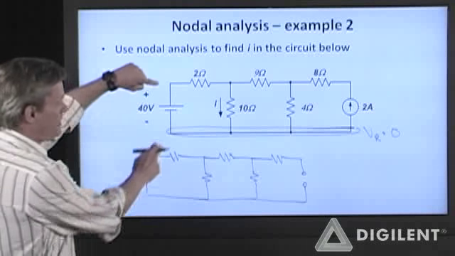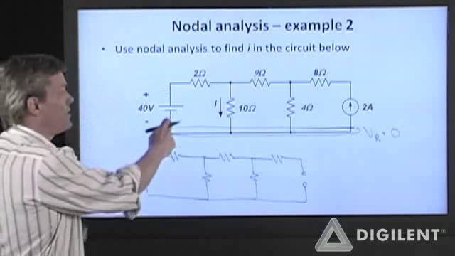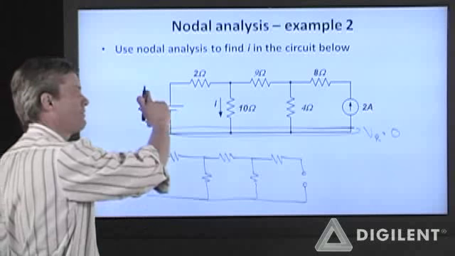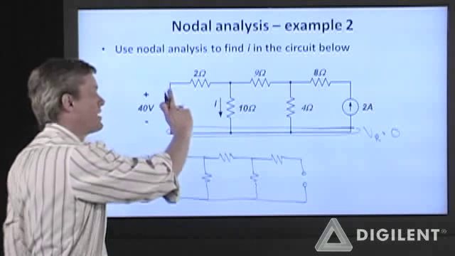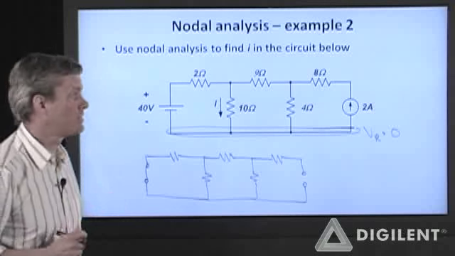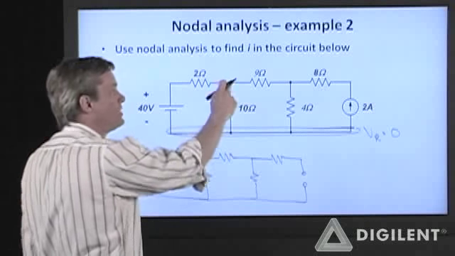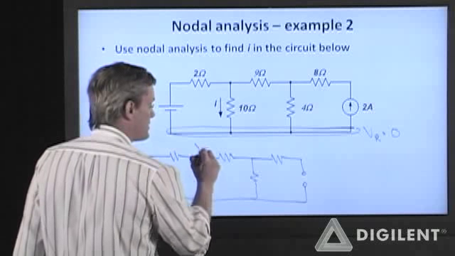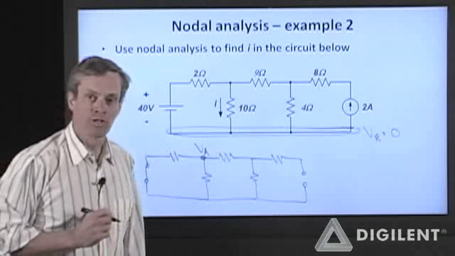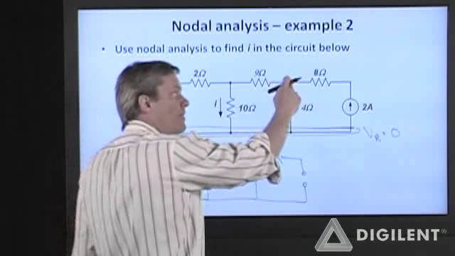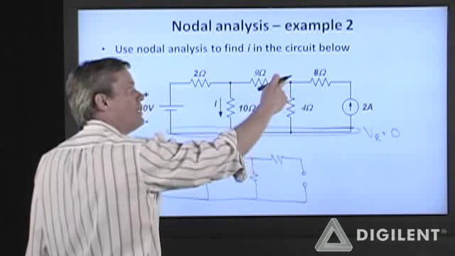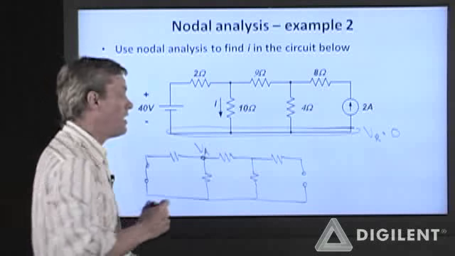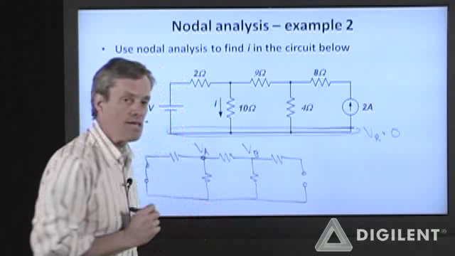Okay, this node is not independent of this node. I'm going to be able to label this as a dependent voltage. This 40 volt source is constraining the voltage difference between these two nodes. This node here, its voltage can be different than any of these other nodes around it. Let's call this node A and label that voltage as V sub A. This node here can also have a voltage different from this voltage and this voltage. Let's call this V sub B.